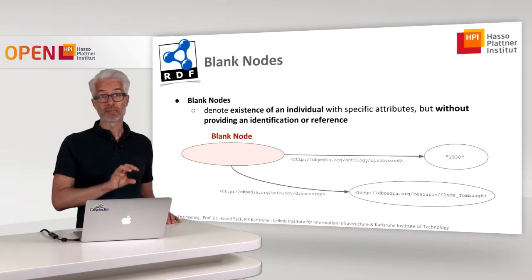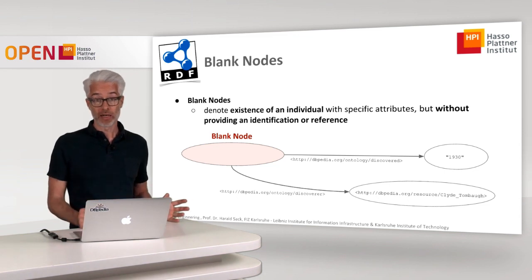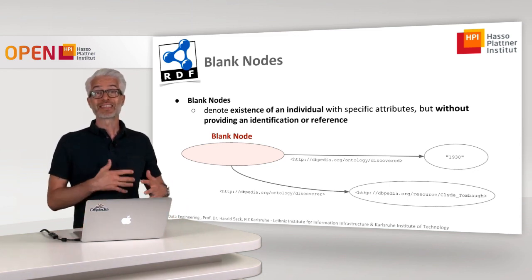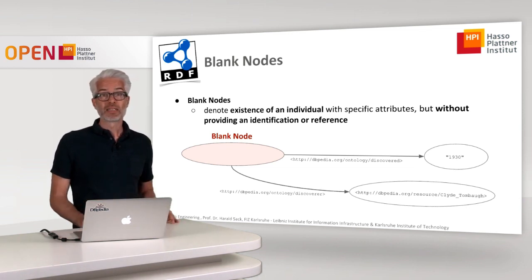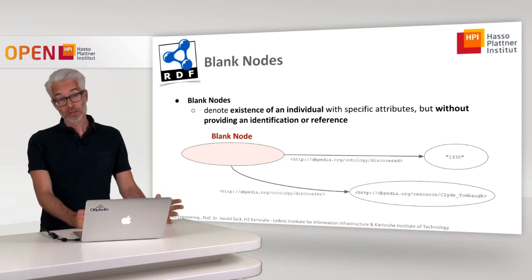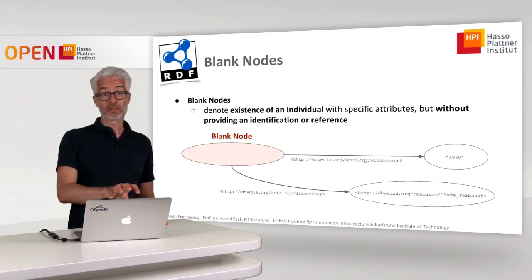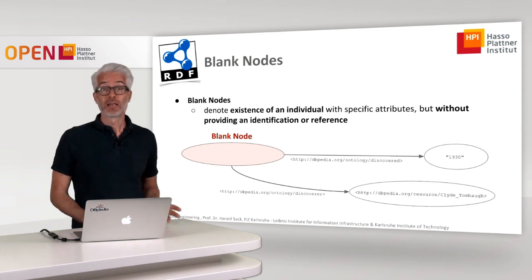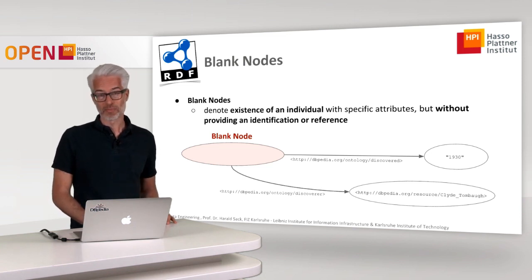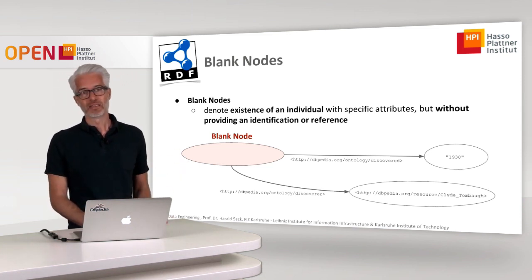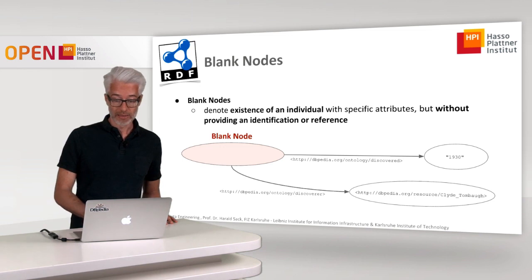Therefore, RDF provides a special means, and this is the so-called blank node. A blank node does not contain a URI, therefore it simply denotes the existence of an individual with exactly these specific attributes, but without providing an identification or reference, which means blank nodes, of course, cannot be referenced from outside. So you can only use the blank node right on the spot. Nevertheless, it's quite useful because you can make statements about the existence of something without specifying exactly the individual you are referring to. We will see that this is quite comfortable and comes in handy sometimes.